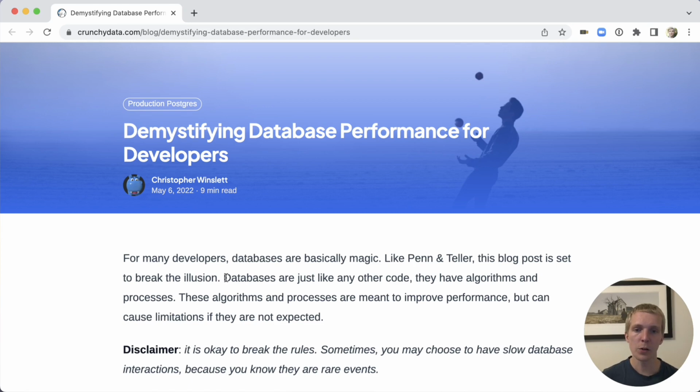I like this notion here of databases are just like any other code. They have algorithms and processes. These algorithms and processes are meant to improve performance, but generally you need to understand the limitations. You need to understand how things work to make effective use of it. It's not like your database just does the work for you. You actually have to interact with it and optimize it.